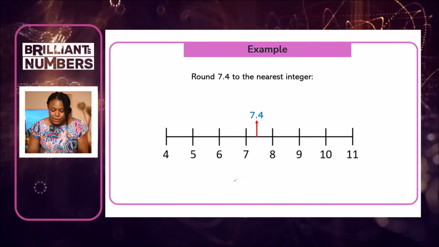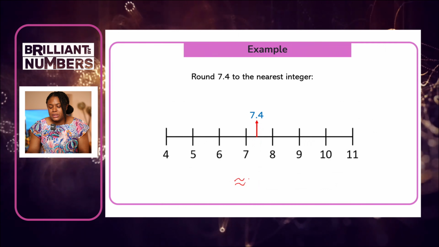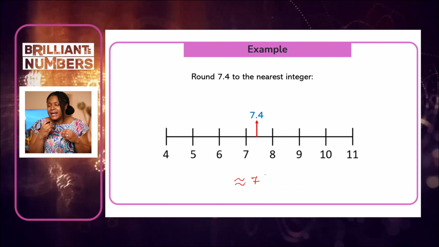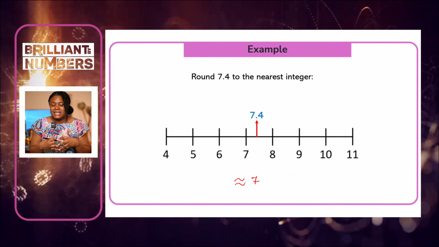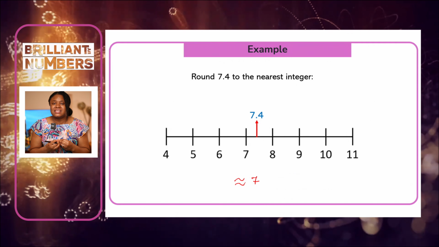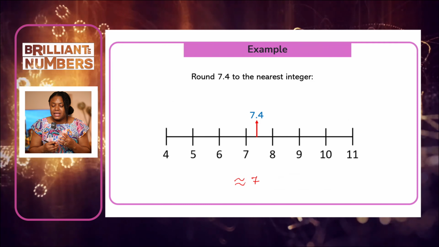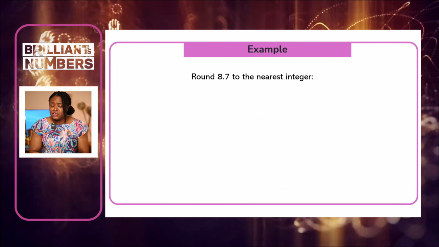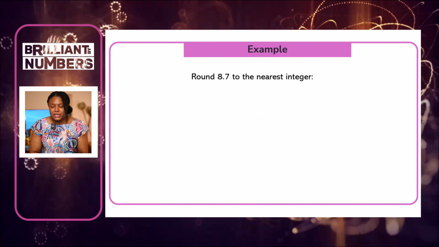So this is the symbol for approximation. So it's approximately 7. Very important to write approximation because the answer is not actually 7, but it is close to 7. Beautiful. So we look at another example involving the number line.